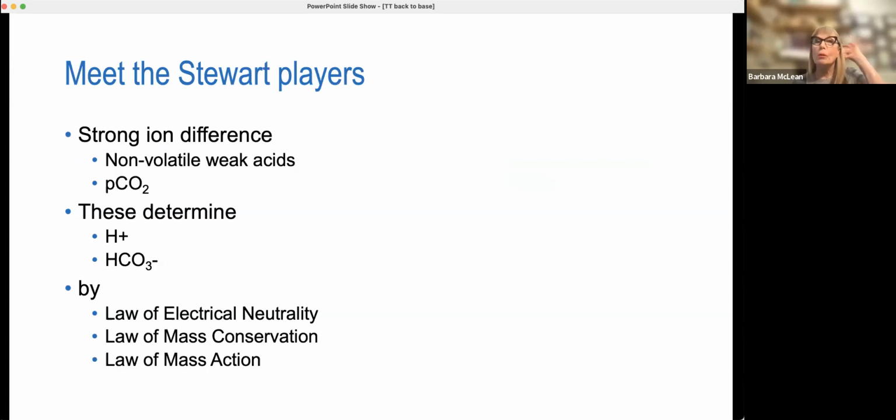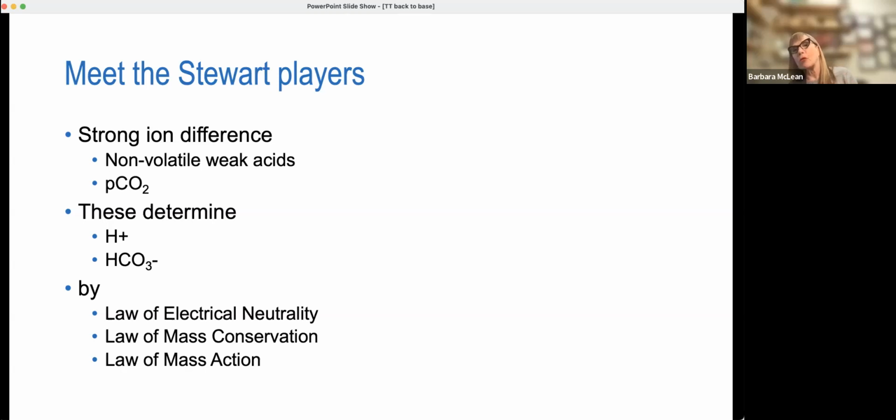So these are the Stewart players, and the Stewart players, the strong ion dissociation is about our electrolytes, our non-volatile, those are called fixed acids. That would be most particularly hydrogen ion and CO2 as a respiratory acid. These are really going to affect our pH. They're going to affect our hydrogen ion content.